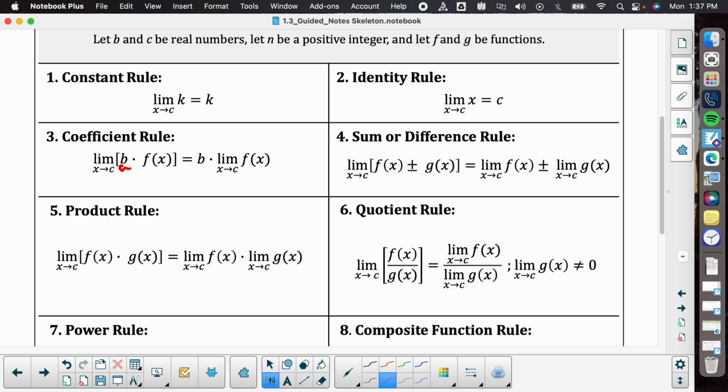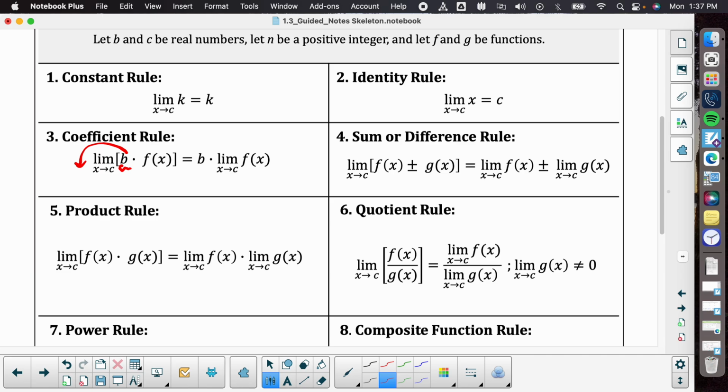B is supposed to represent a number multiplier. So that's what a coefficient is. Like 5x, the 5 is called a coefficient because it's a number multiplier. So if you have a number multiplier and you're taking the limit, you can choose to bring the number multiplier out front and do it after the fact if it makes the problem easier. This is basically just saying you can multiply whenever you want, before or after, and it's still correct.